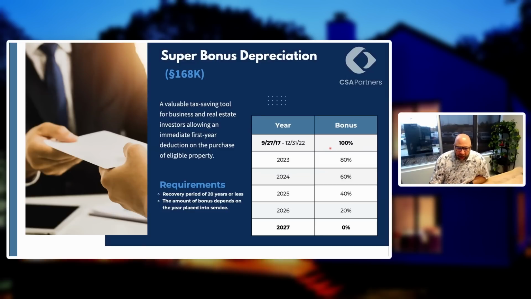Because remember, in order to take advantage of bonus, you have to have a useful life of 20 years or less. So if you buy a single family home and you don't do cost segregation, then that single family home is depreciated over 27 and a half years, which means it's not eligible for bonus. If you do a cost segregation study, you identify the 5, 7, and 15-year stuff, all of a sudden it is eligible for bonus. So huge, huge difference.